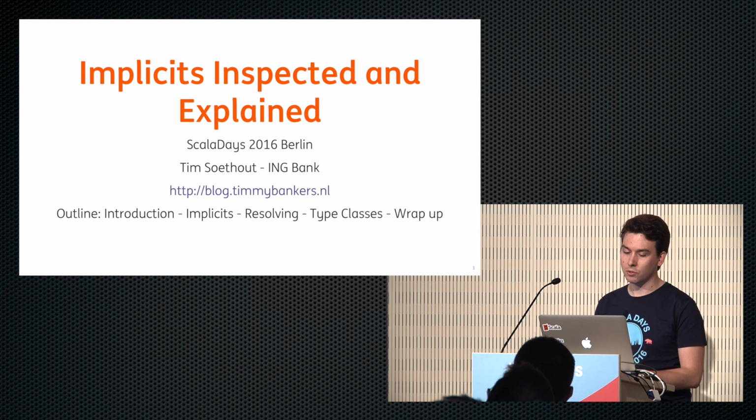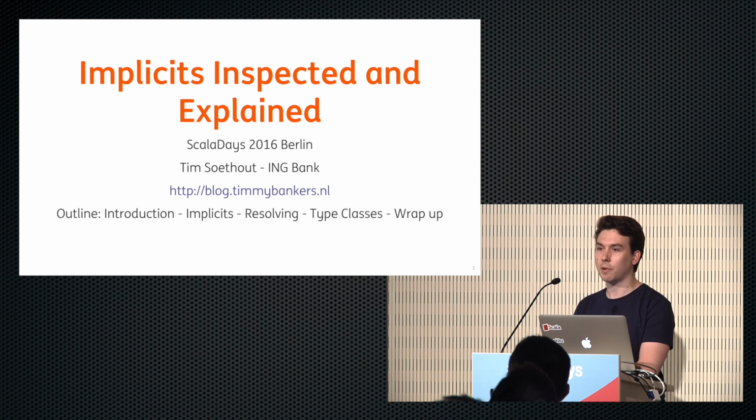So today I'll give a small introduction about myself. I'm going to talk about implicits, how they are resolved by the compiler. And we'll look at an example of type classes and how implicits are really powerful here.